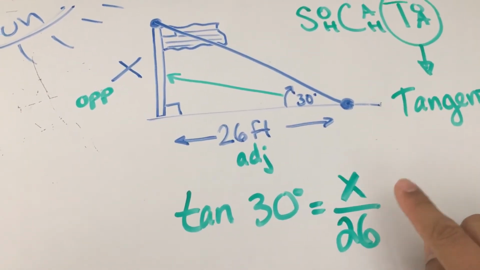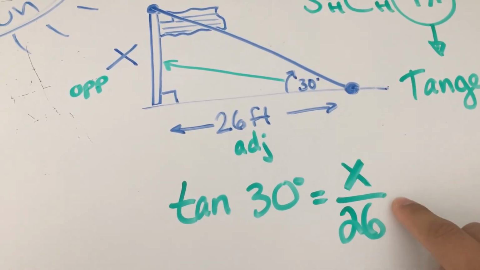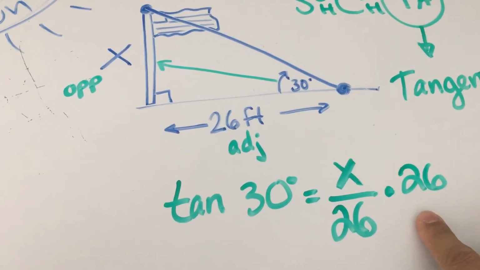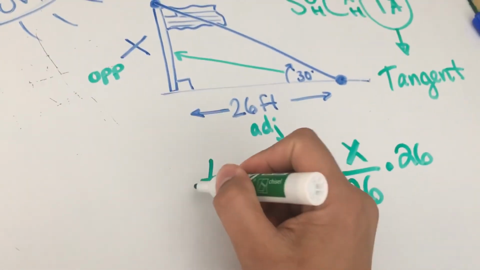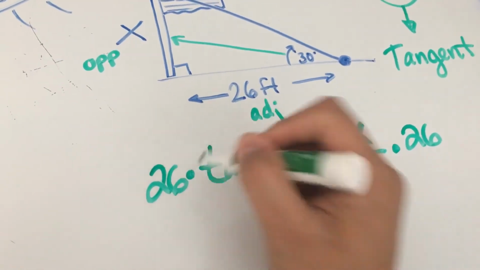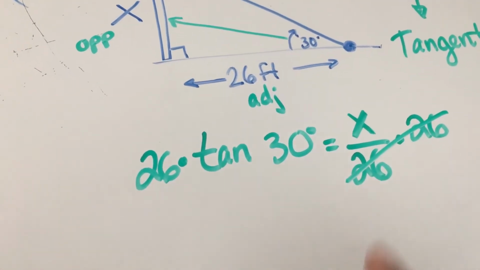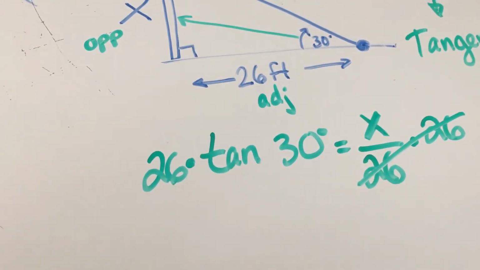Now, since I'm solving for x, x is being divided by 26. The opposite of dividing by 26 is multiplying by 26. And whatever you do to one side, you've got to do to the other. So make sure you're multiplying both sides by 26. And the 26 will cancel out. Then x is going to be equal to 26 times the tangent of 30 degrees.